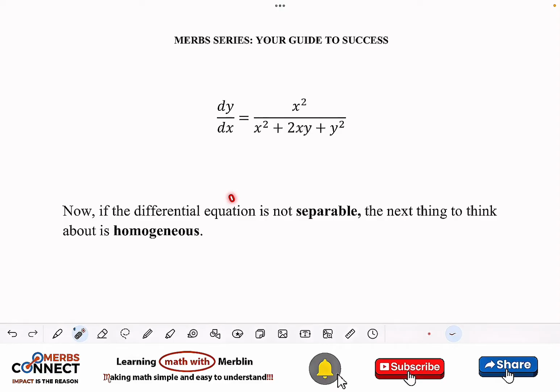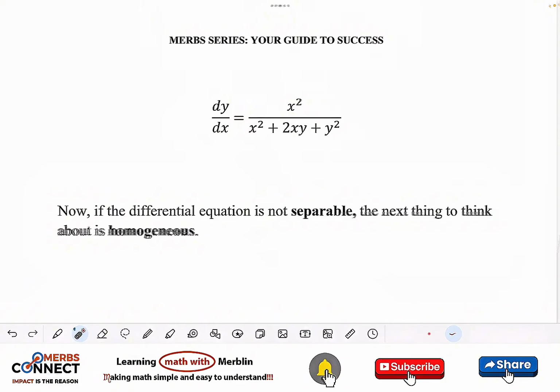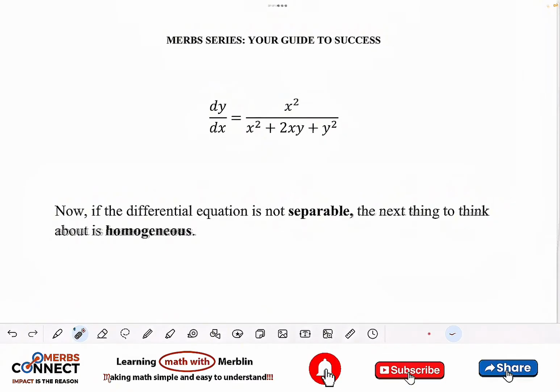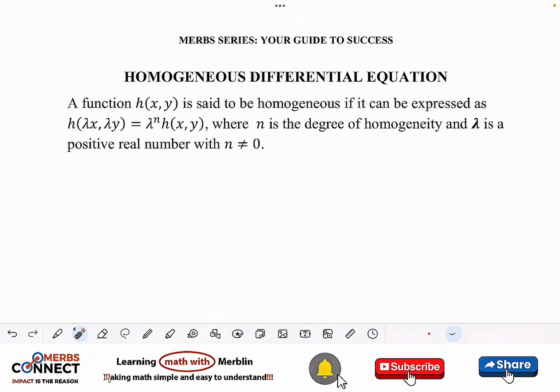Now, from here, whenever we see that the differential equation is not separable, the next thing that we need to think about is homogeneous differential equations, because the function here is in a way that we cannot separate the x from the y. It means that we need to use the idea of homogeneous differential equations. So now let's talk about homogeneous differential equations.